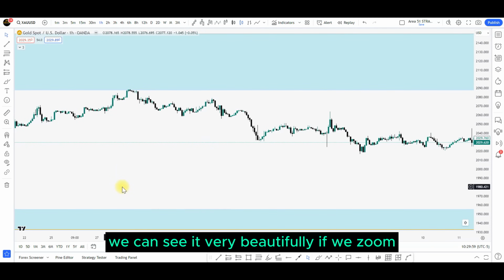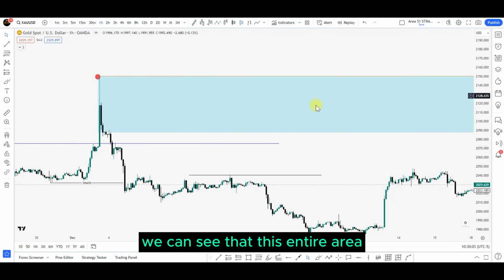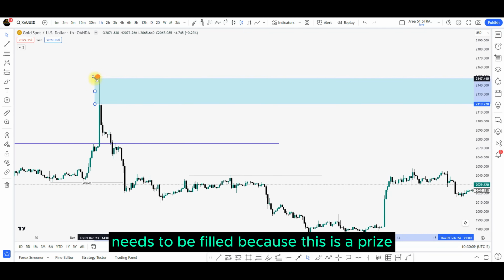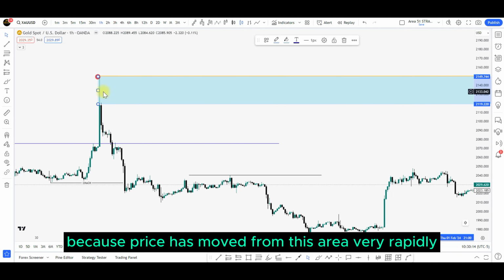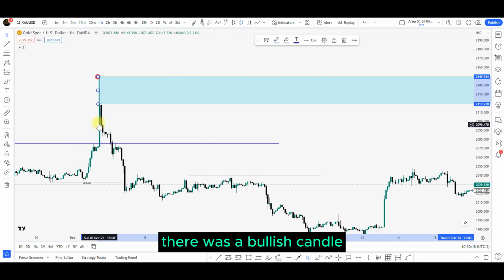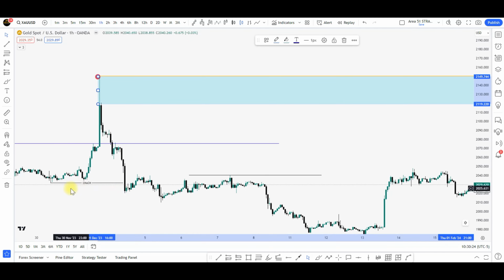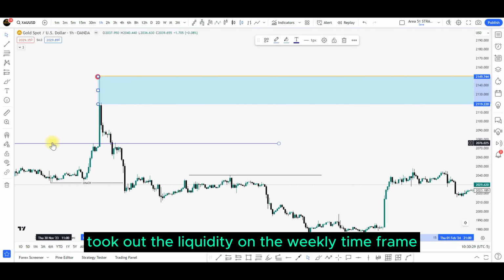If we zoom, we can see that this entire area needs to be filled, because this is insufficient price action, because price has moved from this area very rapidly. There was a bullish candle, and then price rejected and pushed to the downside, creating a down move, and then creating a change of character after price took out the liquidity on the weekly time frame.